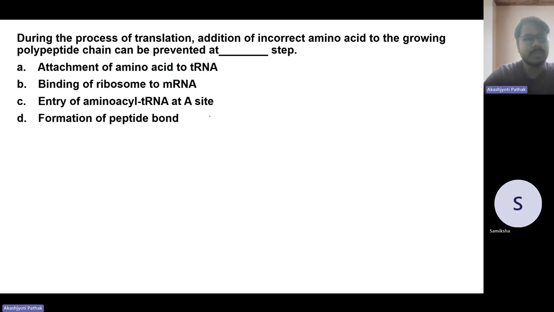Now this is the last question, I think. During the process of translation, the addition of an incorrect amino acid to the growing polypeptide chain can be prevented at dash step.